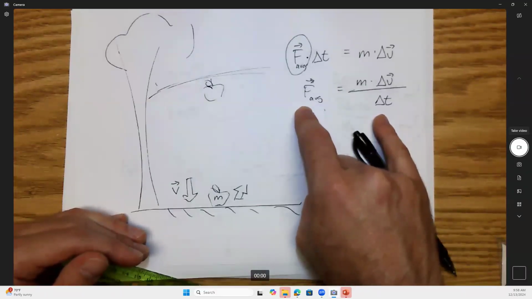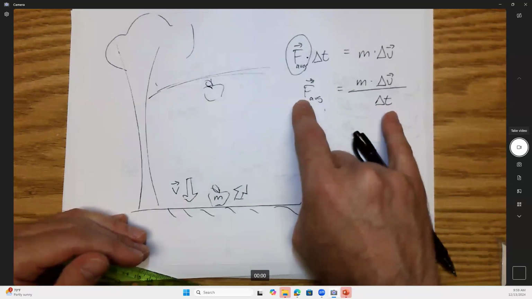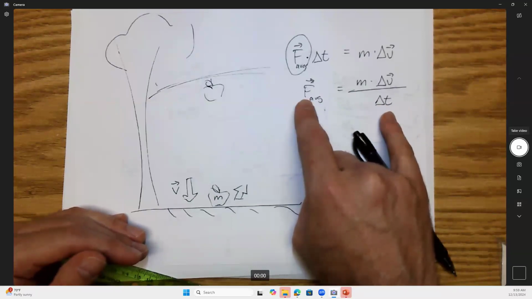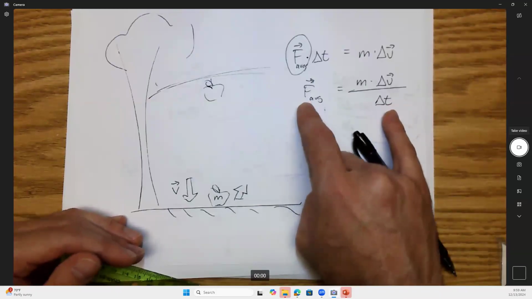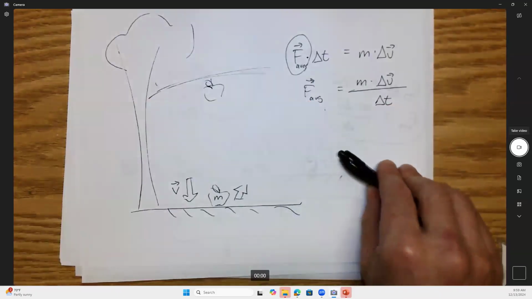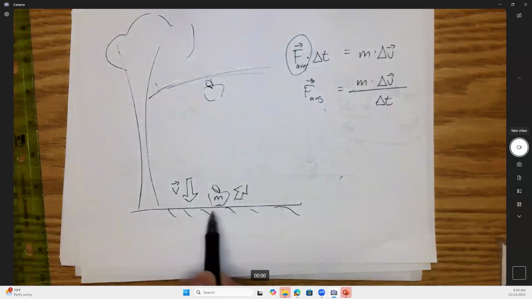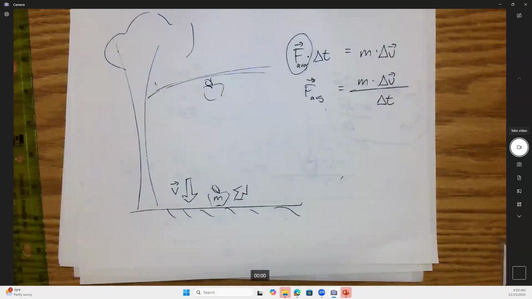It's getting bigger, right? Because I see an inverse relationship. The smaller the time interval, the more the force. The larger the time interval, the smaller the force. And that time is probably like a fraction of a second, just bringing the apple to a stop in that collision.